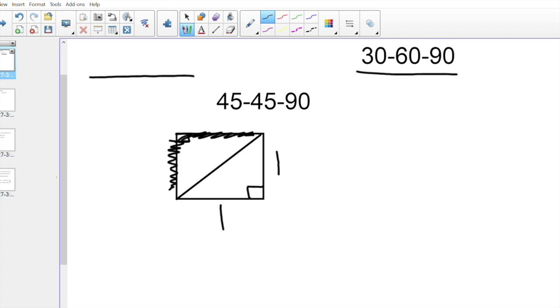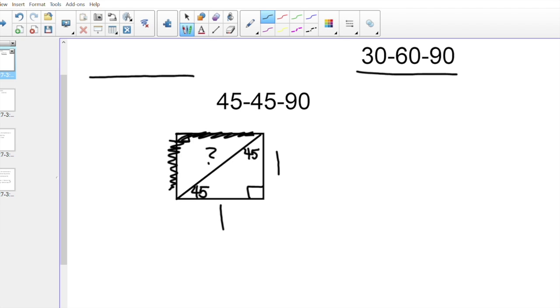Now, if that side is 1 and this side is 1, that's an isosceles triangle. And remember, in an isosceles triangle, the angles opposite the equal sides are equal. So that makes this angle 45 and this angle 45. And so we have a 45, 45, 90-degree triangle with the legs being 1. Now what we want to find out is what is the length of the diagonal.